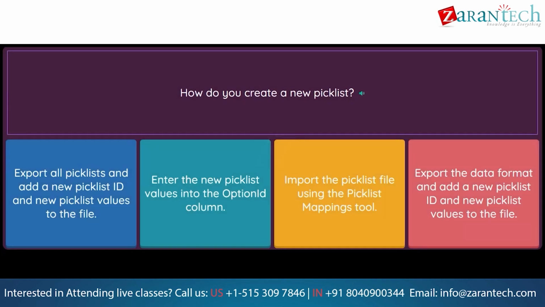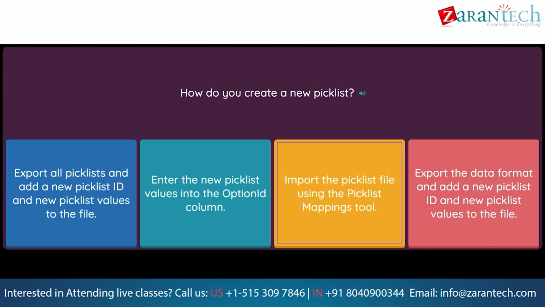Question: How do you create a new pick list? Option 1: Export all pick lists and add a new pick list ID and new pick list values to the file. Option 2: Enter the new pick list values into the option ID column. Option 3: Import the pick list file using the pick list mappings tool. Option 4: Export the data format and add a new pick list ID and new pick list values to the file.